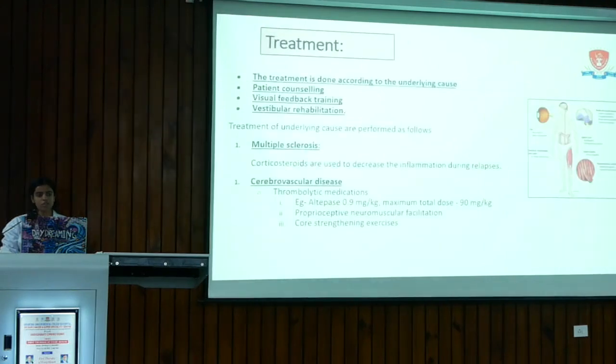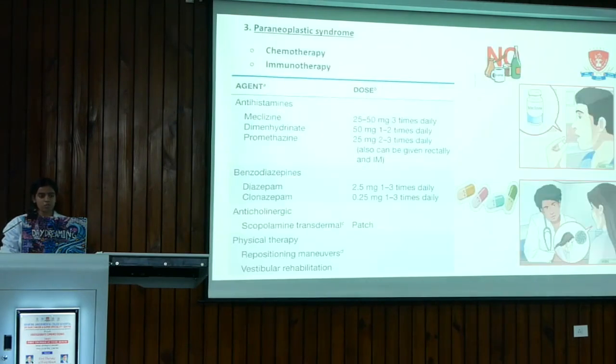Then we come on to the treatment, and the basis of the treatment is treating the underlying cause. Patient counseling is very important, visual feedback training and vestibular rehabilitation are advised. The treatment of underlying causes can be performed as follows. Multiple sclerosis: corticosteroids are used to decrease the inflammation during relapses. In cerebrovascular diseases, thrombolytic medications like alteplase are given. Proprioceptive neuromuscular facilitation and core-strengthening exercises are advised. In paraneoplastic syndromes, chemotherapy and immunotherapy are advised.